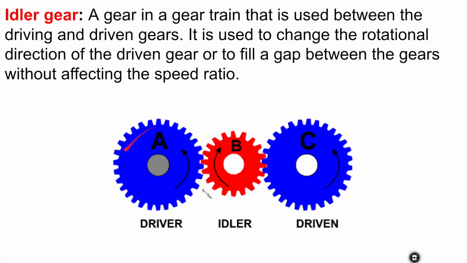Now, if we didn't have this idler gear here, let's say that A and C were touching, then A would be rotating counterclockwise this way, and C would be rotating clockwise, so in the opposite direction, because that's how gears work. When A turns, the gear next to it is going to turn in the opposite direction. So in this case, counterclockwise to clockwise. And an idler gear allows you to go counterclockwise, clockwise, counterclockwise. It allows you to change the direction of the driven gear.